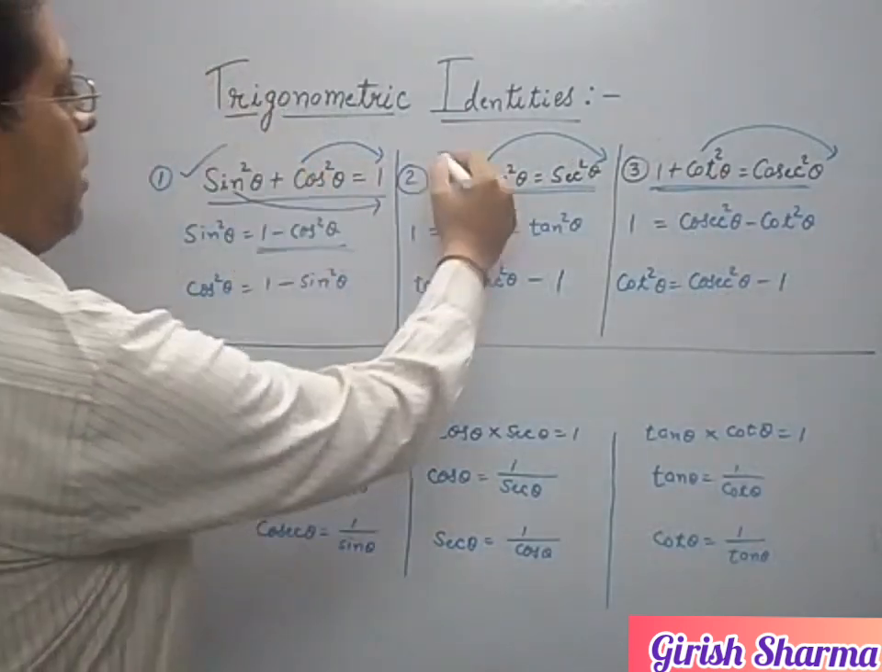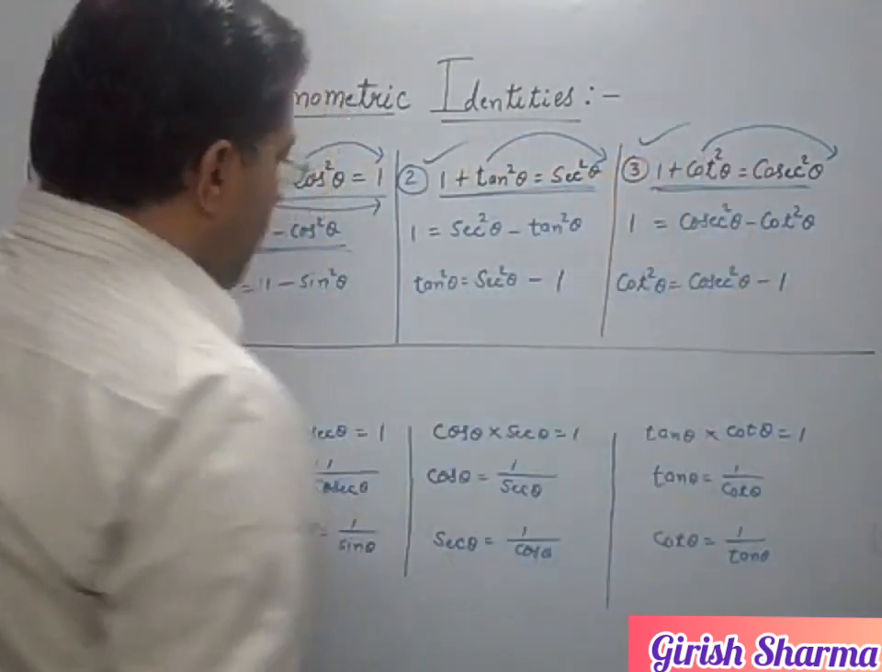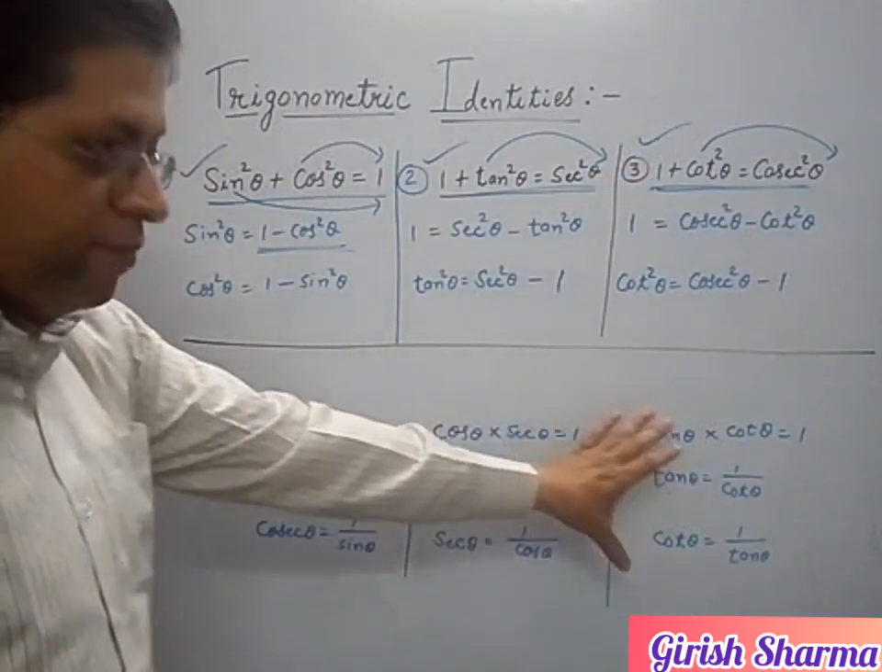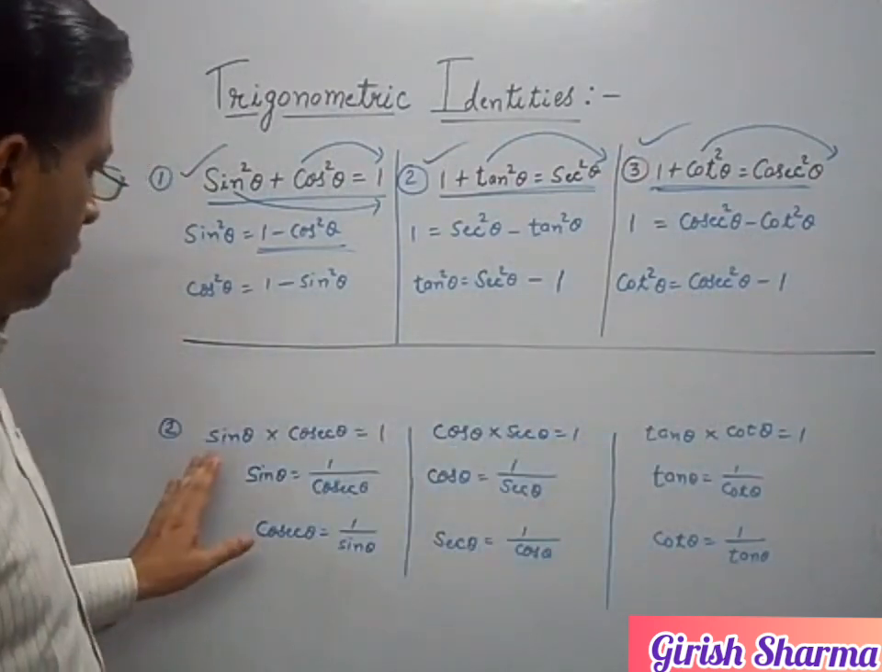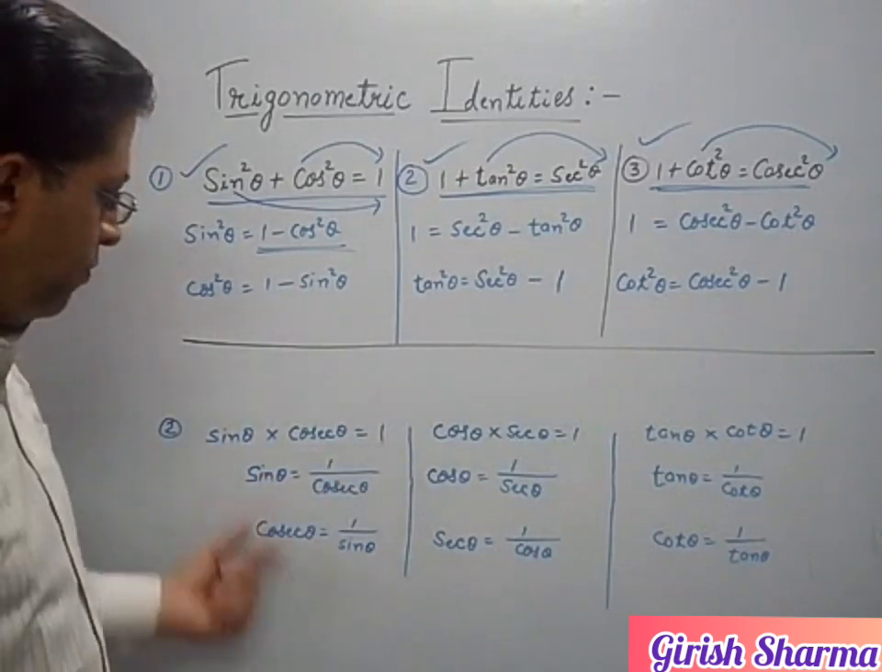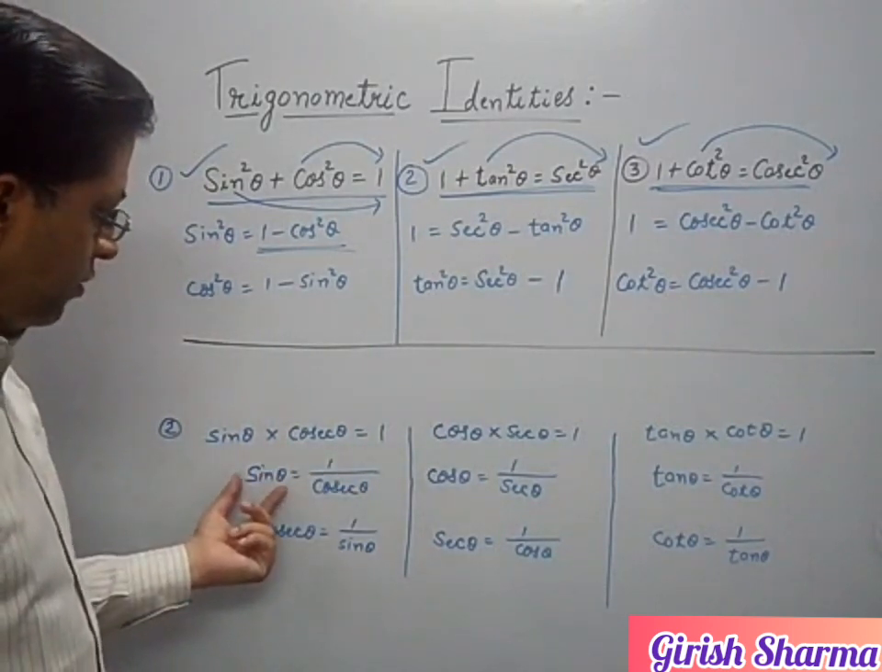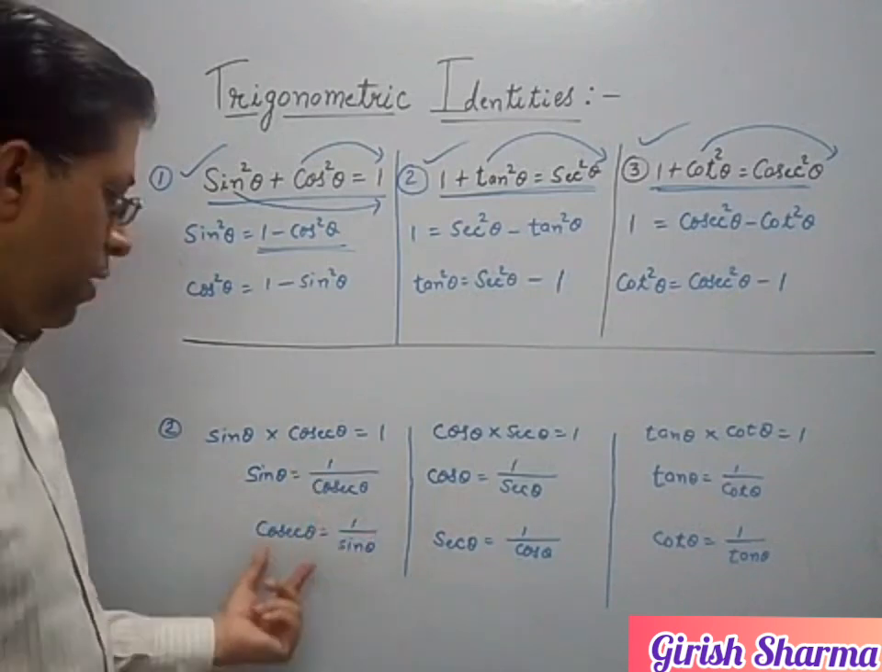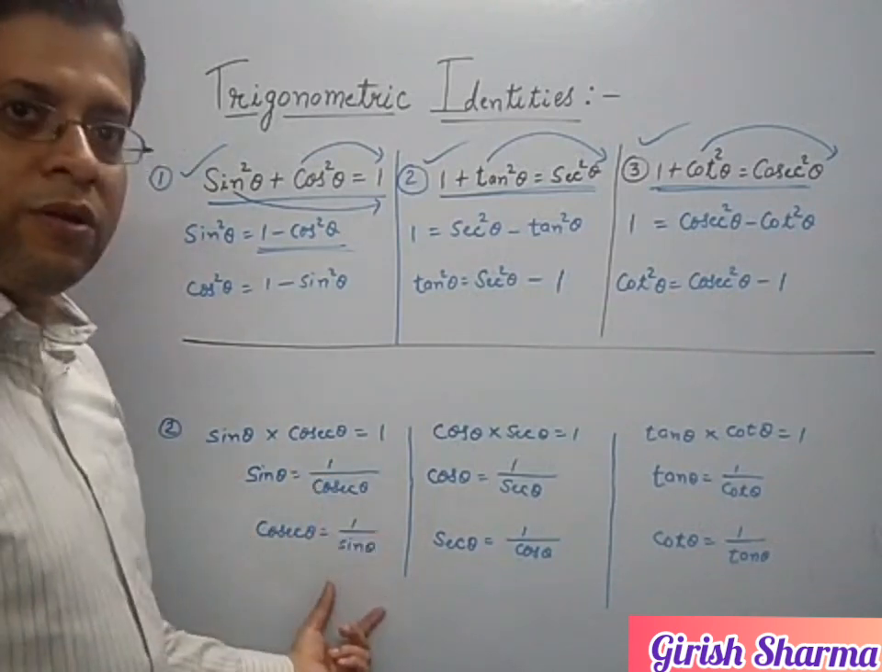You have to keep in mind the 1st, 2nd and 3rd identities, and these three others that we have seen earlier, which you know very well. sin θ × cosec θ = 1, so sin θ = 1/cosec θ, and cosec θ = 1/sin θ.